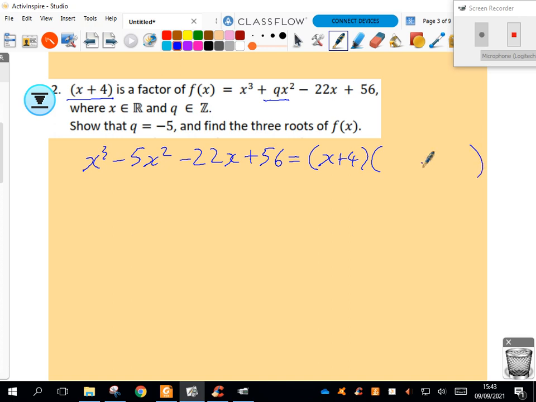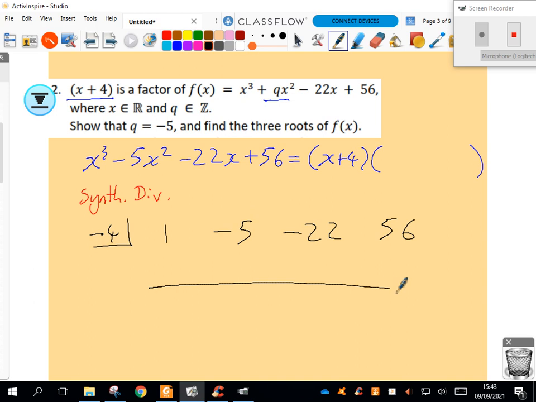Well, we could do polynomial long division. We could do synthetic division. I'm going to try synthetic division here. How do we do it? We take the opposite of the plus 4, which is a negative 4. Put it in a box here. Write down all my coefficients from my dividend.